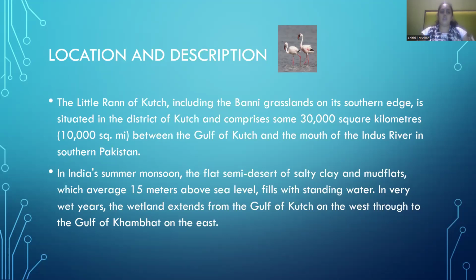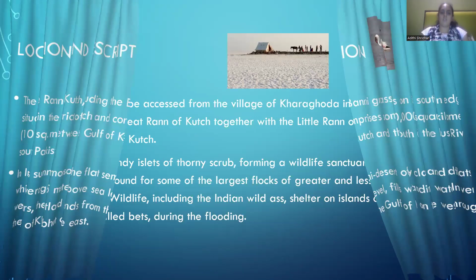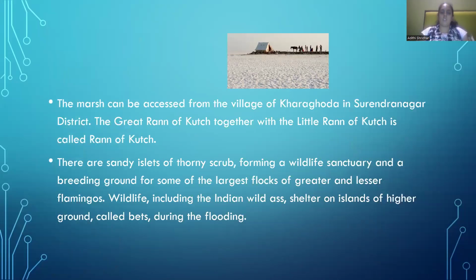With India's summer monsoon, the flat semi-desert of salty clay and mud flats, which average 15 meters above sea level, fills with standing water. In very wet years, the wetland extends from the Gulf of Kutch on the west to the Gulf of Khambhat on the east. The marsh can be accessed from the village of Karagoda in Surendranagar district.